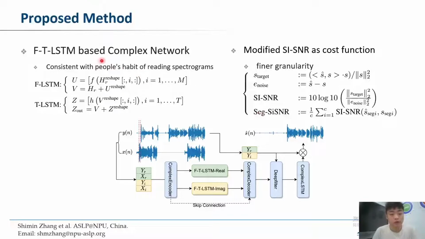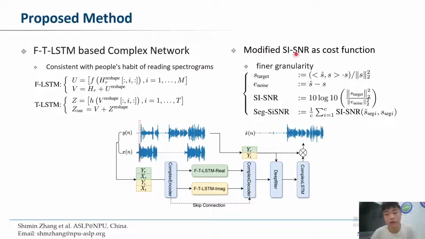The F-T-LSTM based complex network is consistent with people's habits of reading spectrograms. When people read a spectrogram, they need to pay attention to both the patterns that evolve in time and frequency to predict phonemes. Switching the positions of 2 frequency bands will destroy the frequency-wise patterns.